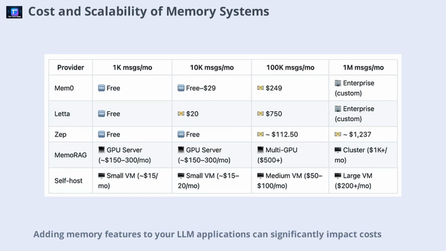Adding memory features to your LLM applications can significantly impact costs. Most vendor solutions offer free tiers, but expenses rise quickly as usage grows. For organizations handling hundreds of conversations daily, cloud pricing can add up. A common strategy is to start with a cloud solution for convenience, then transition to self-hosting or hybrid models as you scale. Implementing your own classifiers to filter which messages are stored can also help control costs and keep your system efficient.